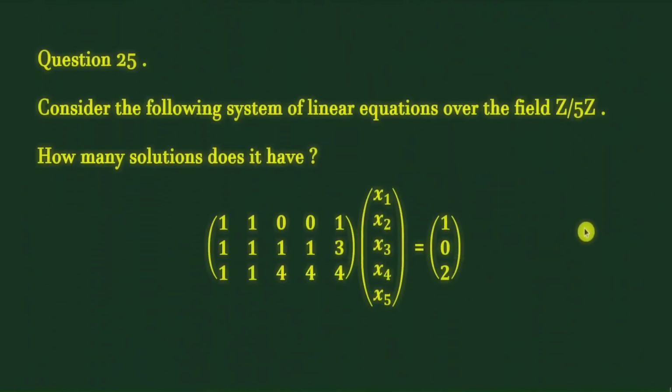Now comes question number 25. Question number 25 says: consider the following system of linear equations over the field Z by 5Z. How many solutions does it have?